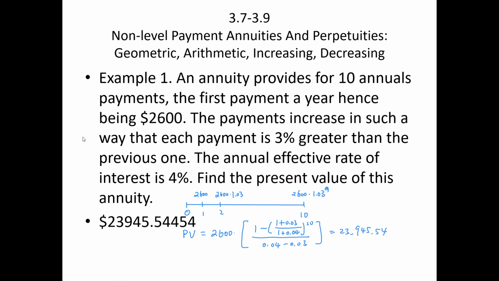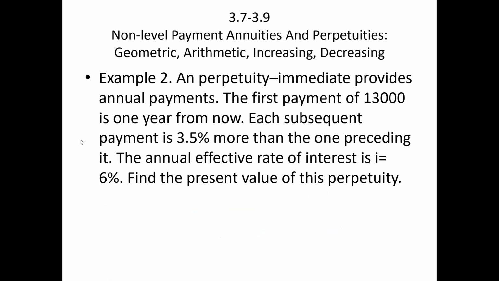Next one, it's in perpetuity. Now, perpetuity immediate provides annual payments. The first payment of $13,000 is 1 year from now. Each subsequent payment is 3.5% more than the one preceding it. The annual effective rate of interest is i equaling 6%. Find the present value of this perpetuity.